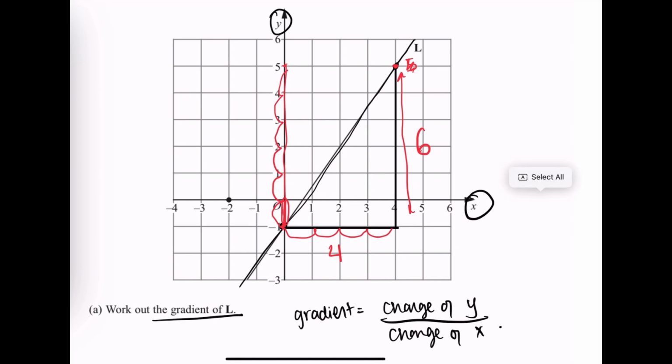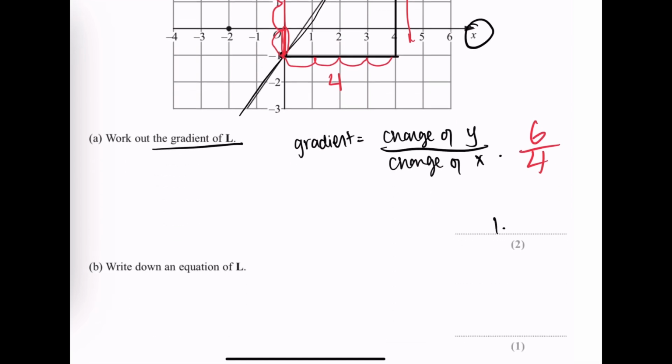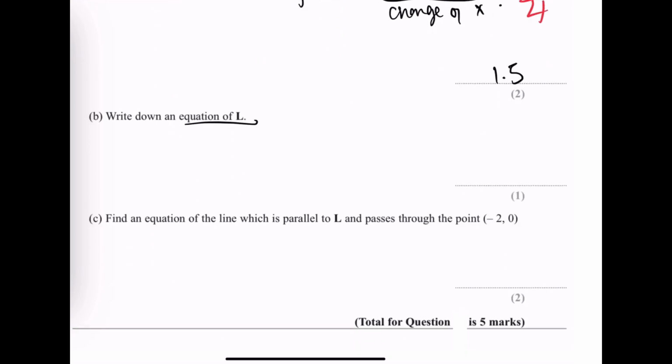So basically a change of 6, so it will just be 6 over 4, and that is the same as 1.5. That is the gradient. So write down the equation of line L. The equation of a line is always in the same type of form, which is y = mx plus c. Now what do these things mean?